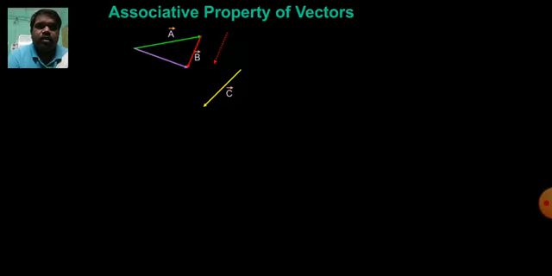Let us consider this is vector A, here it is vector B, this is vector C. For the associative property of vectors, you have to consider a minimum of three vectors. Here we have taken vector A, vector B and vector C. These are the three vectors. See, we have placed the tail of vector B at the head of vector A. So what will be its resultant? Its resultant will be taken in the opposite order. That is what the third line represents, that is A plus B.